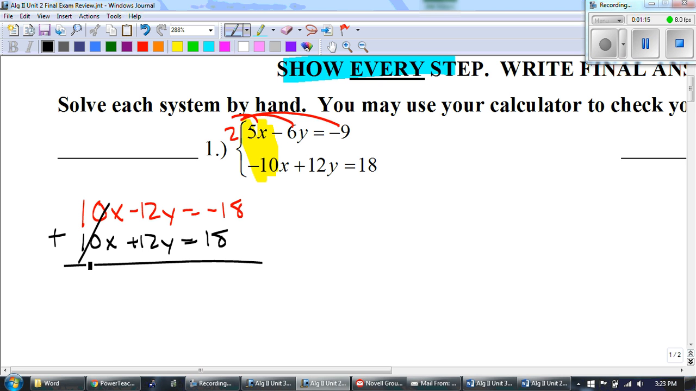Well, the x's cancel like I wanted to, but the y's cancel too. So everything cancels on the left side, that's 0. And then negative 18 plus 18, well, that's 0 as well. And we're left with a true statement. When the variables cancel out and we're left with a true statement, our answer is infinite solutions.